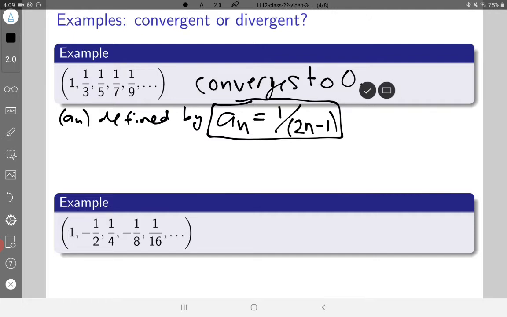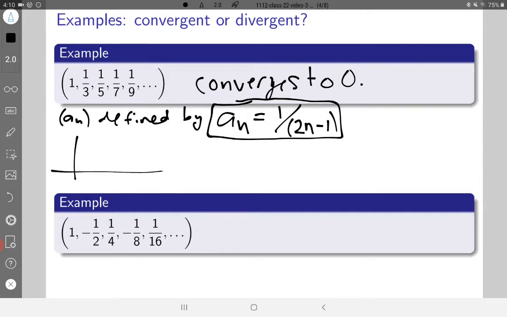So look at this. If I plug in n equals 1, I get 1 over 2 minus 1. I get 1 over 1, I get the first term. If I make n 2 right there, I get 1 over 2 times 2 is 4, minus 1 is 3. I would get 1/3. I get the second term in the sequence. I could keep going like that. No matter what n I plug in, I get the nth term correspondingly in the sequence.